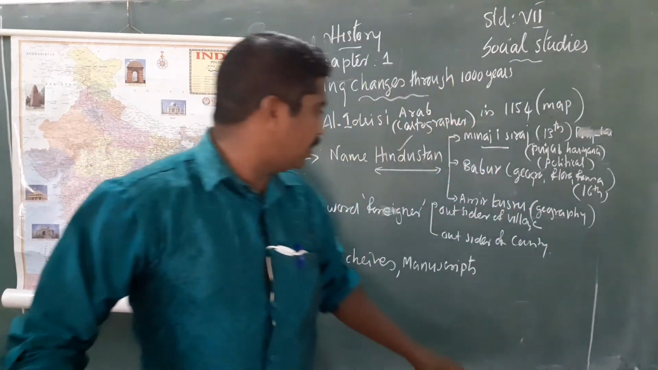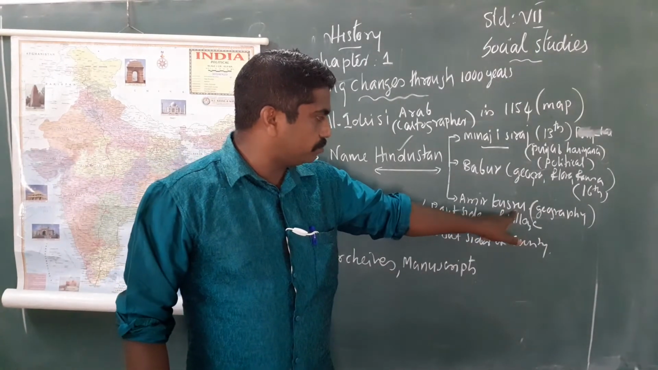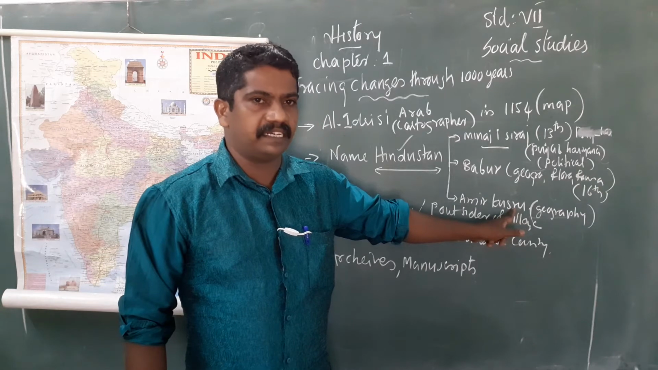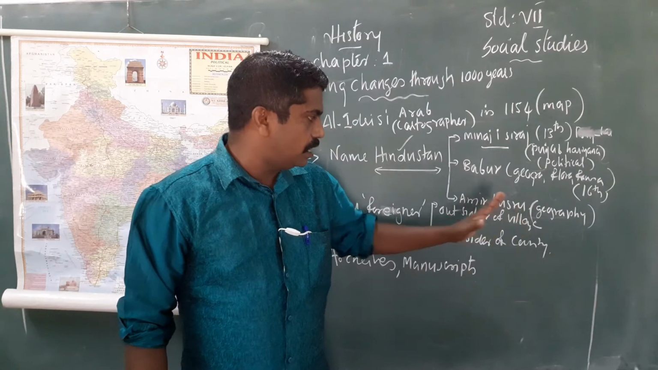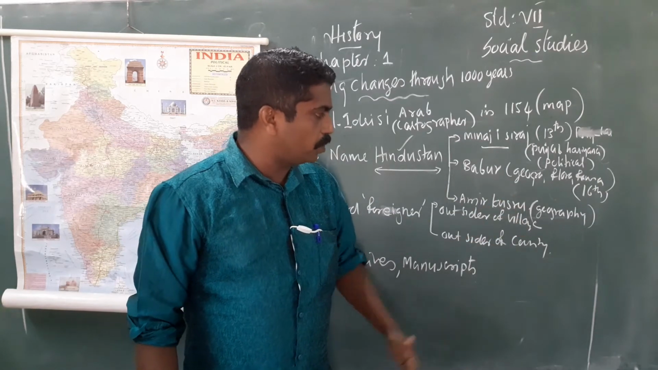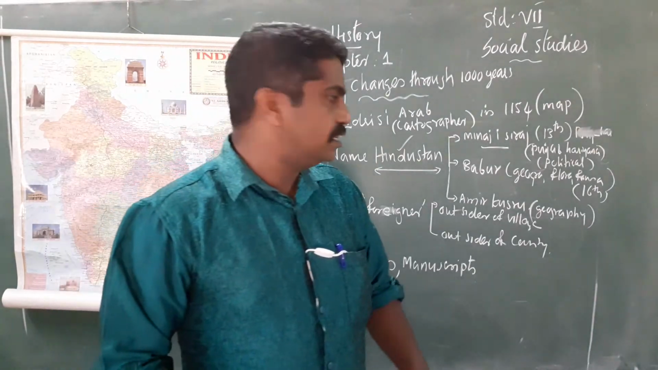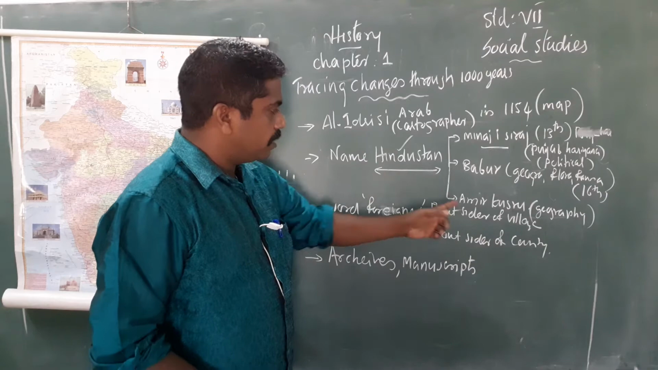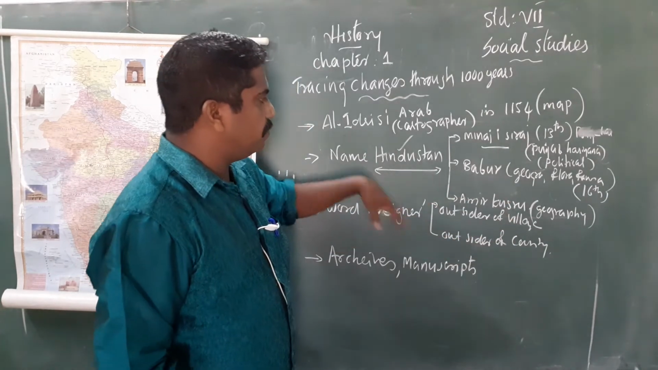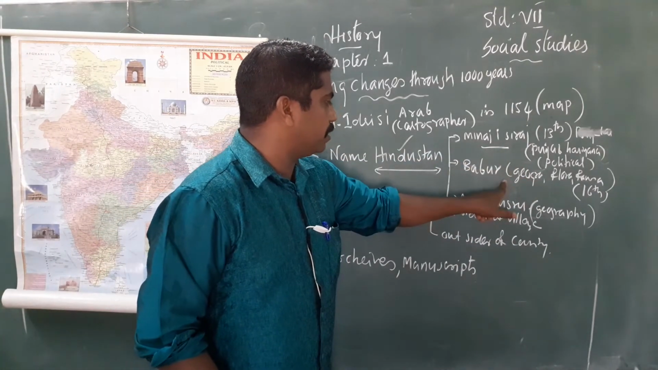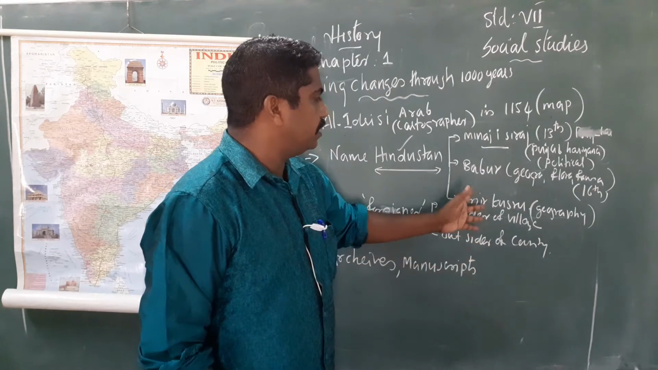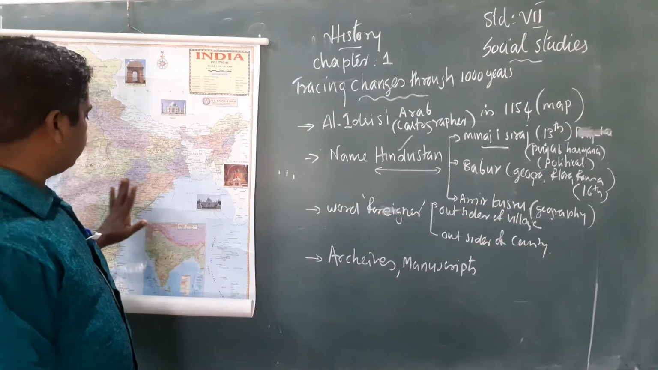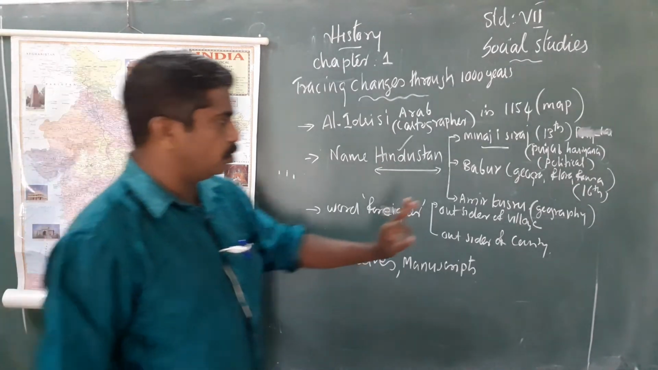Then another one, Amir Khusro. He is a poet, as you know. He is also called the Indian parrot. You have studied this in general knowledge. Amir Khusro was a poet. He considered the word Hindustan or India differently from Minaji Siraj and Babur. He also said that India means only geographical, with animals and plants not considered here. He considered only geography.